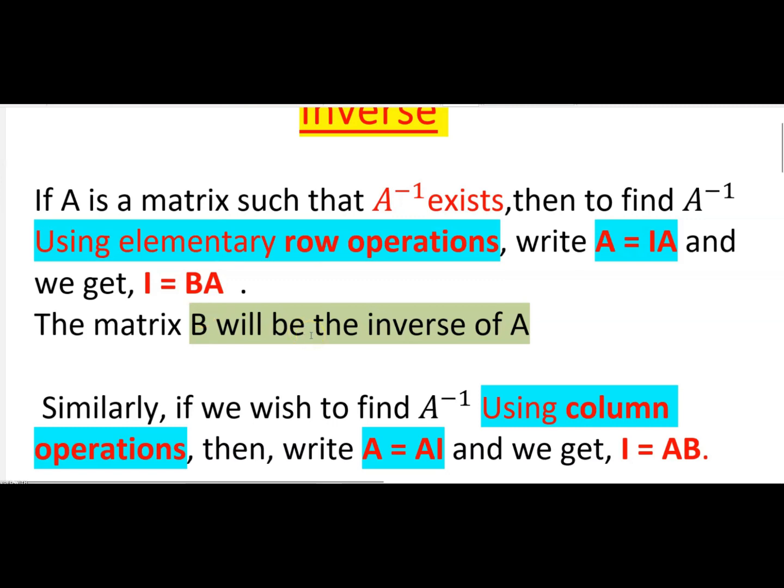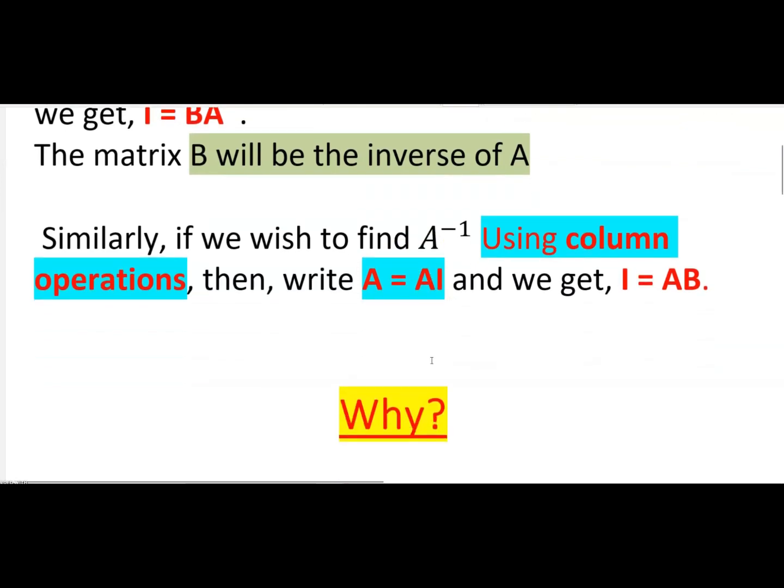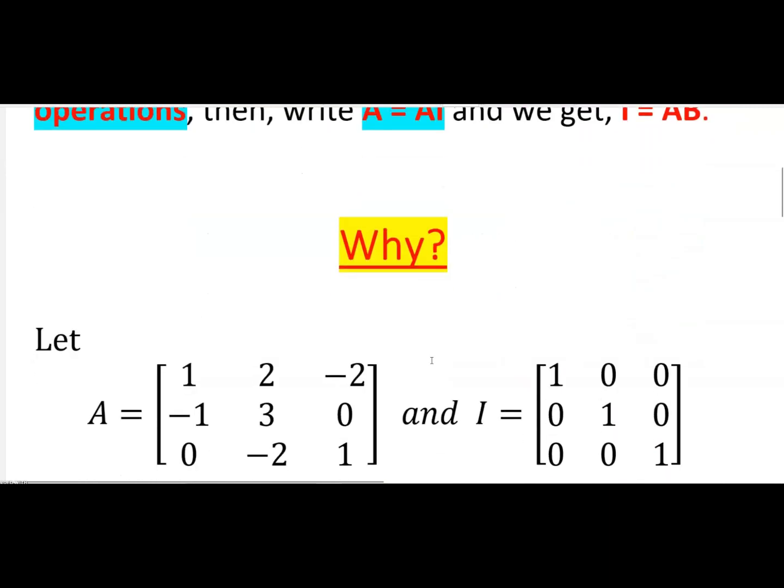Similarly, when using column operations, we will write it as A is equal to AI, right? Now my point is, while using elementary row operations we will write A is equal to IA, and while using column operations we will write A is equal to AI. But why? Do you know the reason behind this? Now we will discuss the reason.